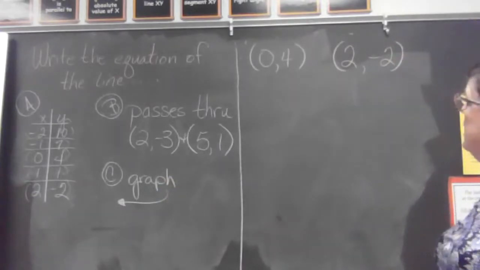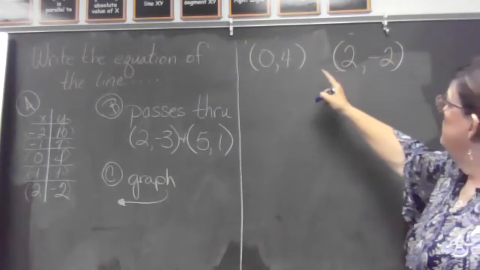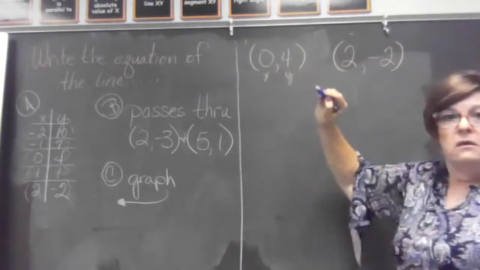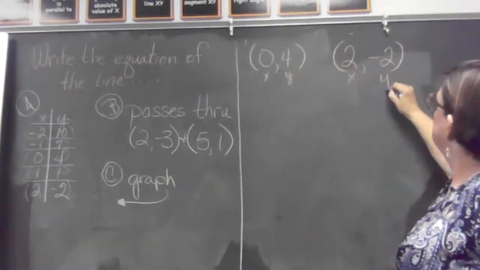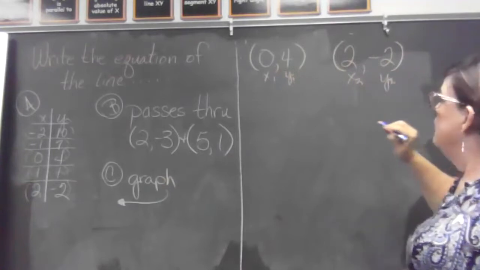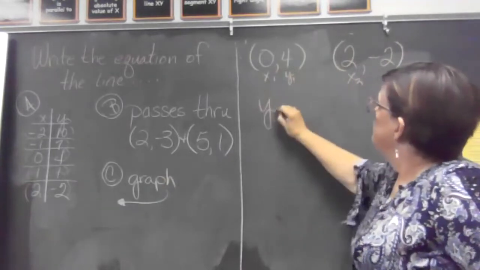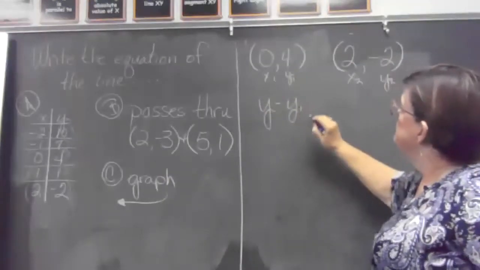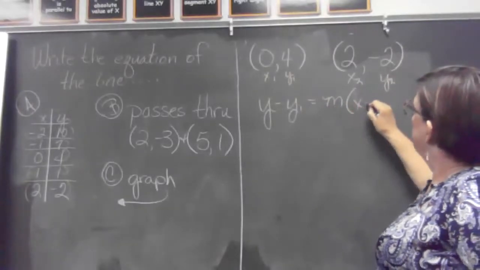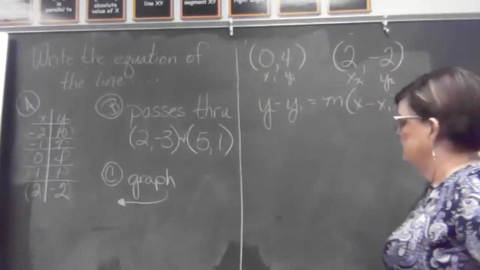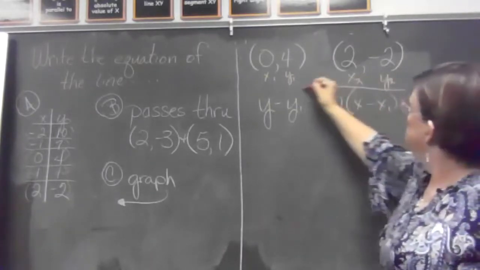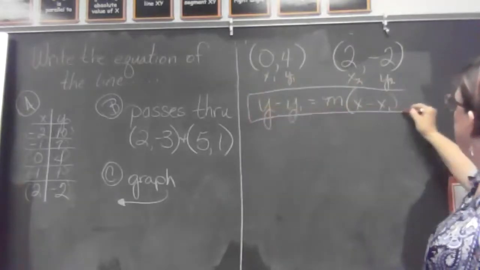Now, yesterday we found out that if we have 2 points, we can write the equation of a line. This is x and y. This is x and y. So we have 1s, 2s, and our equation is y minus y1 equals m times x minus x1. This is on your formula chart. I'm going to box it in because this is the pattern we're going to follow.